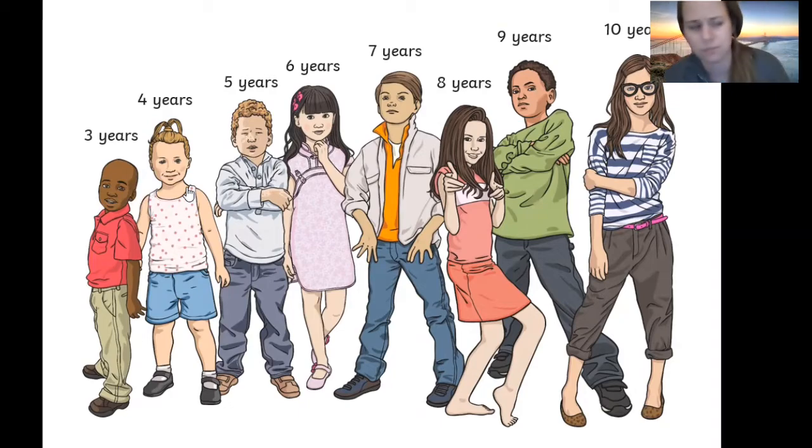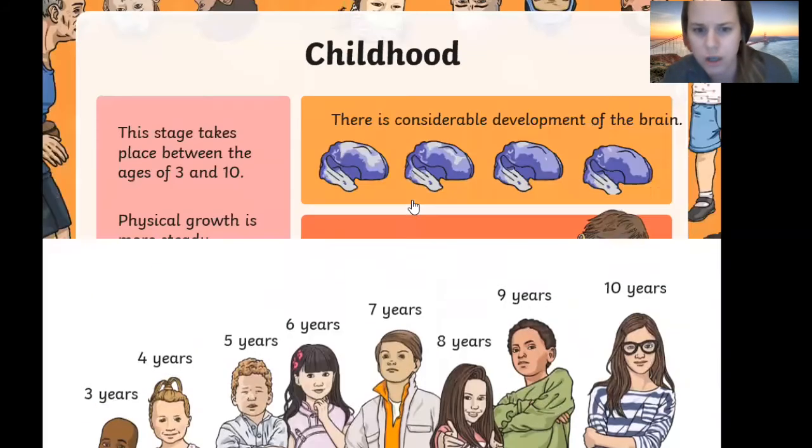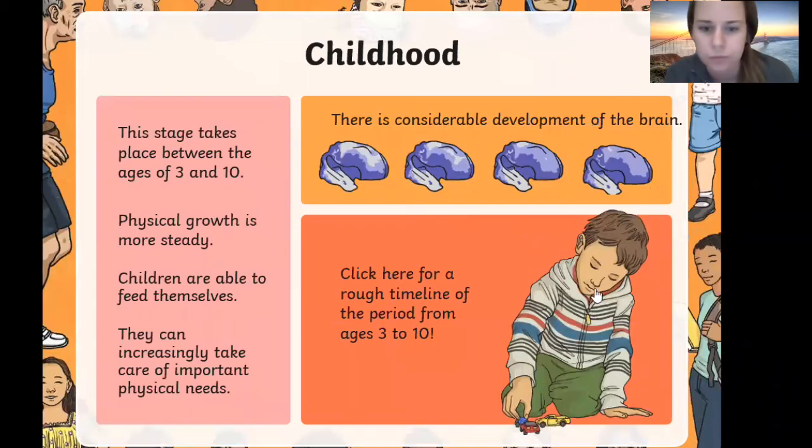Here they come. I apologise. Oh, I can't get off of there now.